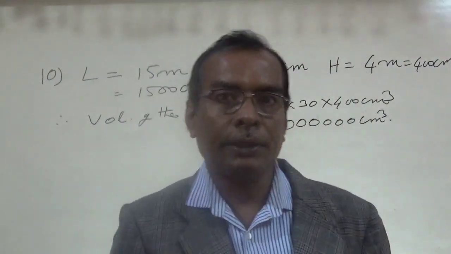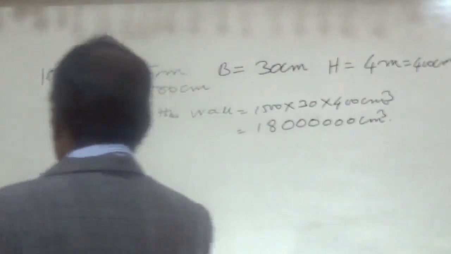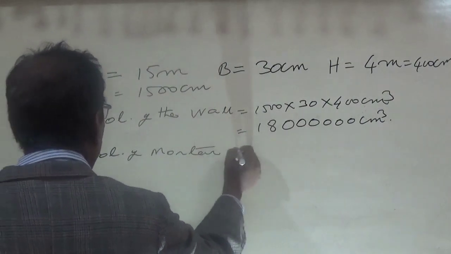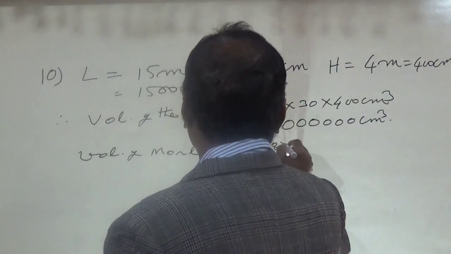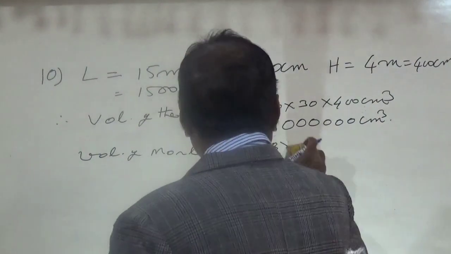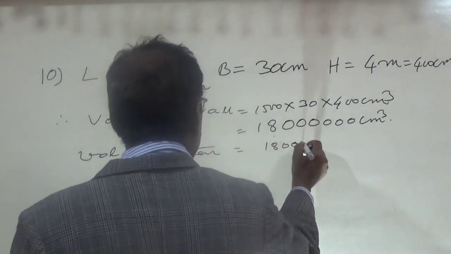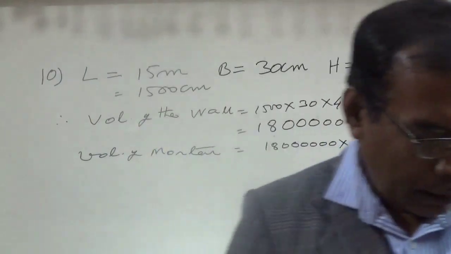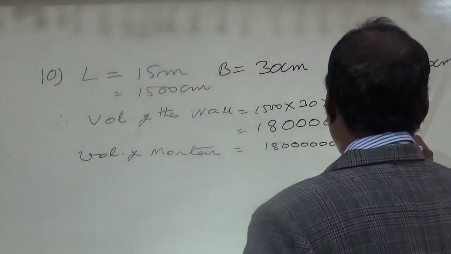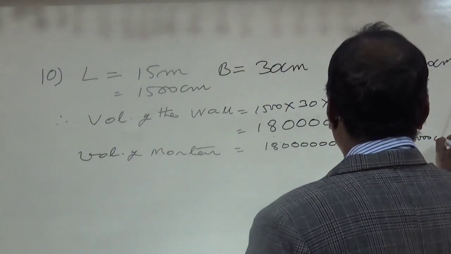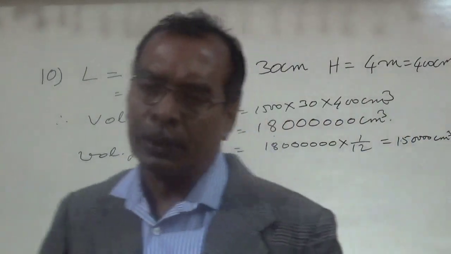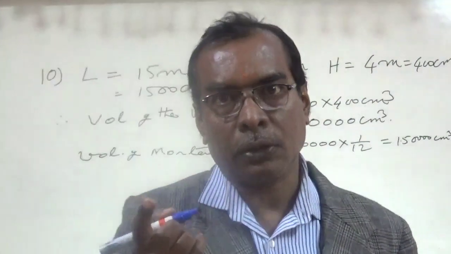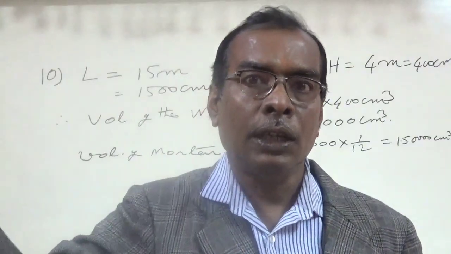Right? Now volume of mortar. What will be the volume of mortar? 1 by 12th of this one. That is 18 followed by 6 zeros into 1 by 12. If we take these calculations, it will come as 15 followed by 5 zeros centimeter cube. Now if we subtract this mortar's volume from the volume of the wall, what will come? The total volume of the bricks. Right? If we remove the mortar from the wall, then only the bricks will be left.